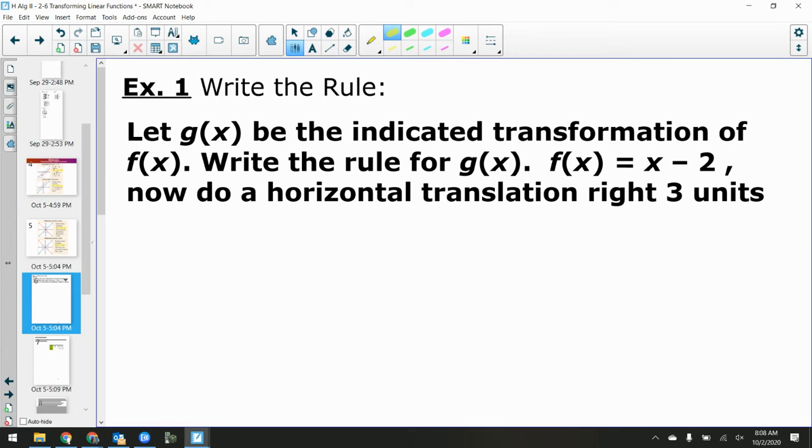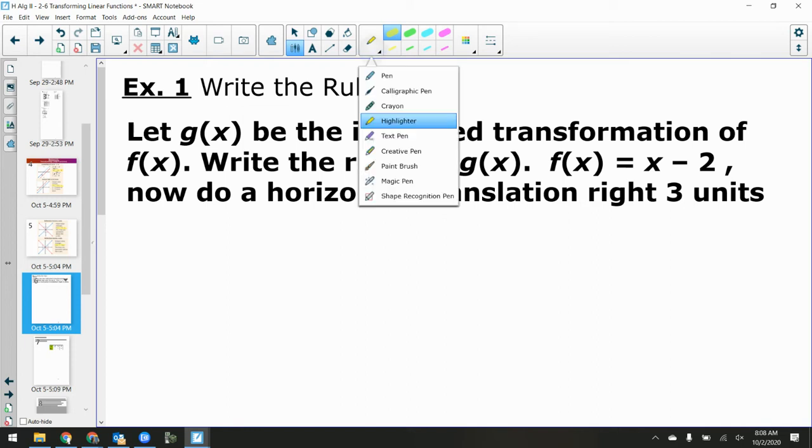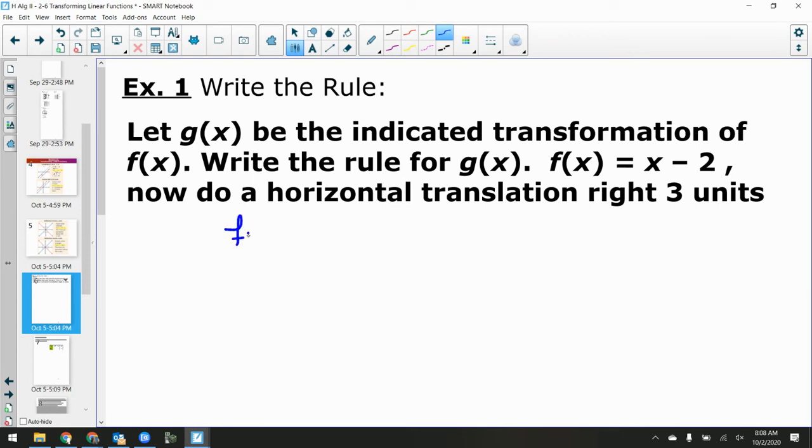Okay, so we're going to perform a right 3 on this function. My rule for horizontal translation right 3 is that f of x is going to map to f of x minus 3. I know it almost seems counterintuitive that right is actually going to be a minus, but that's true. So if it's going to go to the right 3 units, it's going to be an x minus 3 being inputted in. So now my g of x, so this is saying let g of x be the transformation.